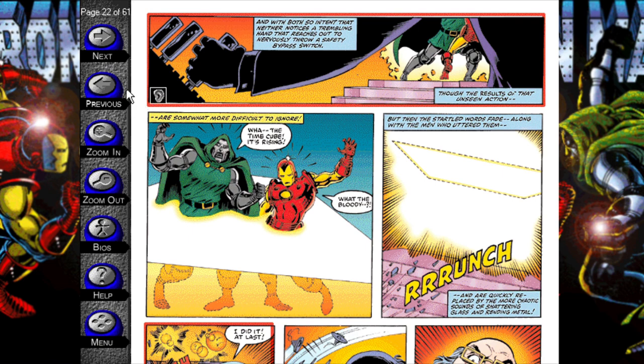Iron Man and Dr. Doom fail to notice Hauptmann throwing a safety switch, which activates the time machine, hurling the startled combatants away through time and space. Once the two warriors disappear, Hauptmann wrecks the machine, happy to be rid of his hated master forever.